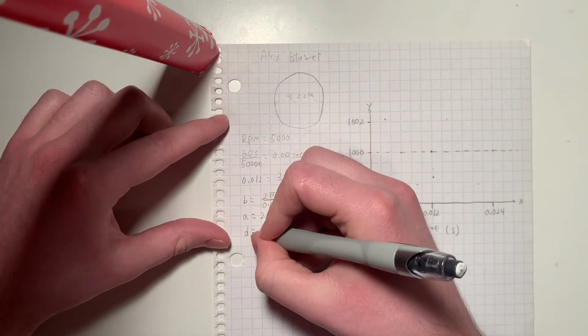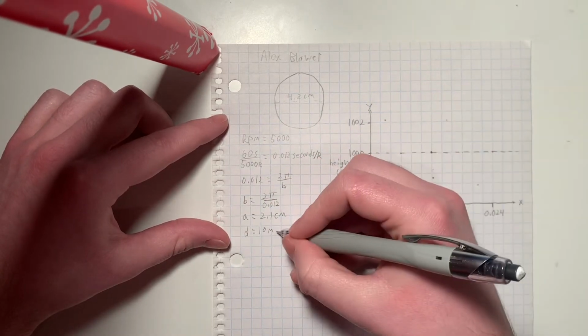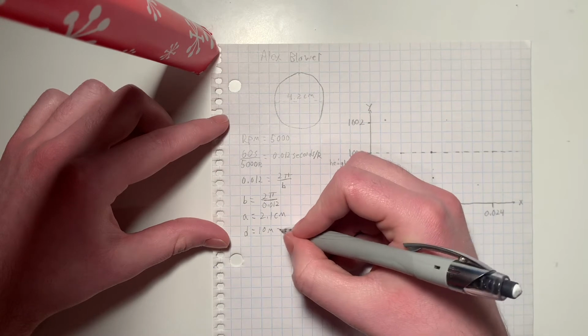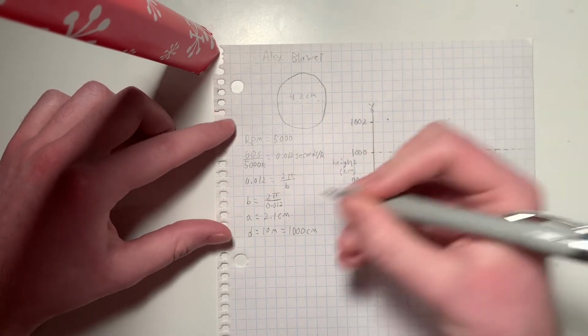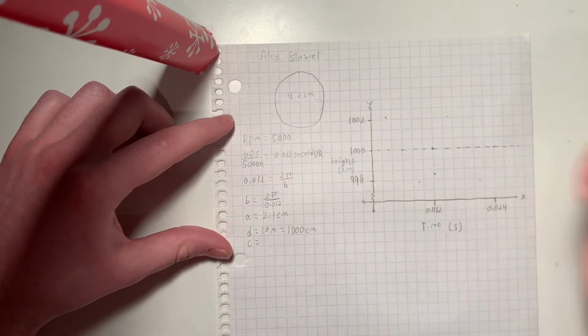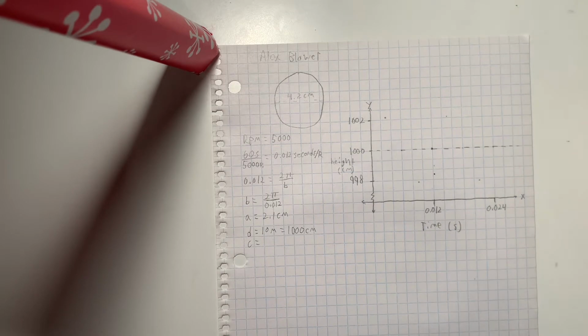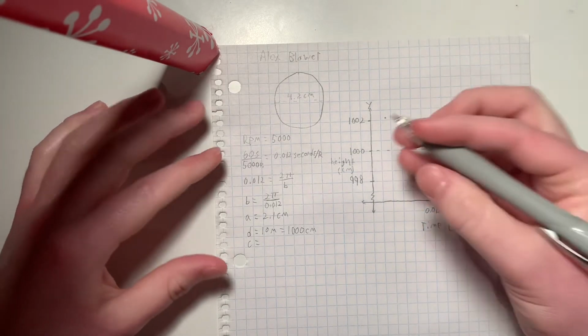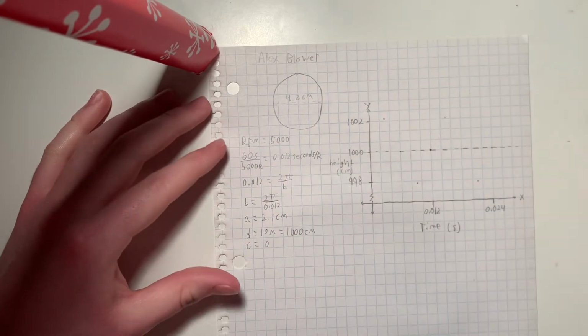Our d value is equal to 10 meters, or 1,000 centimeters. And we don't have a c value for this question or for this graph, because the question didn't specify where to start our graph. So we're going to use just sine for this one. So our c value is 0, basically.